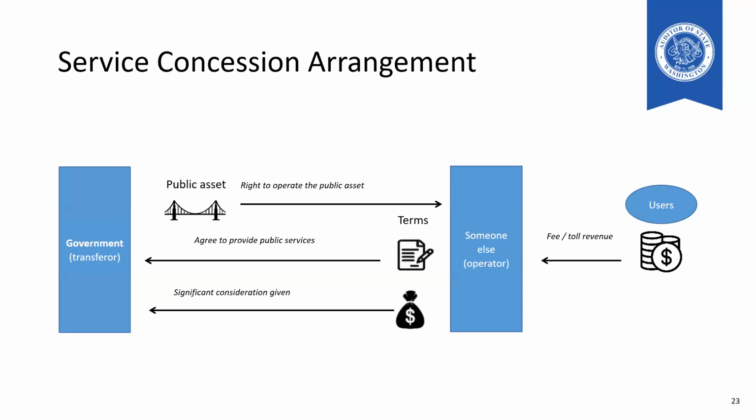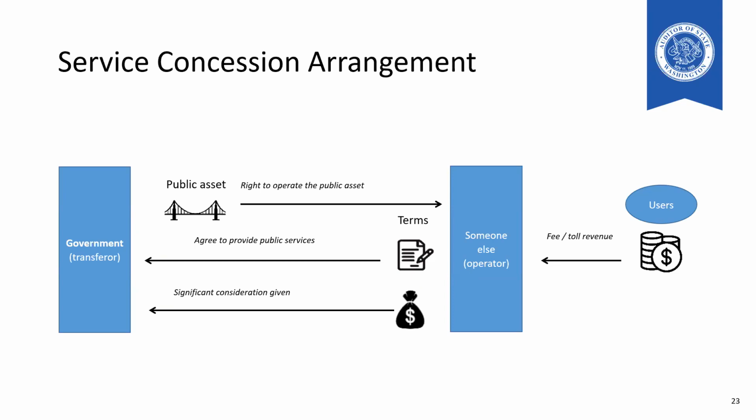One example of an SCA could be a toll bridge. So let's say the government has a toll bridge that needs significant updates and repairs. So the operator agrees to perform those repairs and the transferor continues to own the toll bridge. So paying for those big repairs would be the significant consideration. The transferor is giving the operator the right to use that toll bridge, which is the public asset. And the operator is agreeing to run the toll bridge, which is providing that public service.